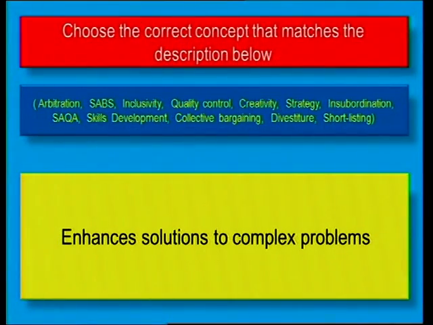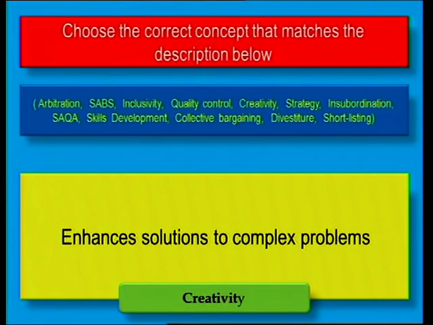Okay, the next one. Enhances solutions to complex problems. Also located in LO3, learners. And the options that have already been provided, you could also work out by process of elimination what this answer is. And Leicester, I think I'm going to be generous and give them the answer. And the answer is creativity. Creativity. Thank you, Melanie, for that.